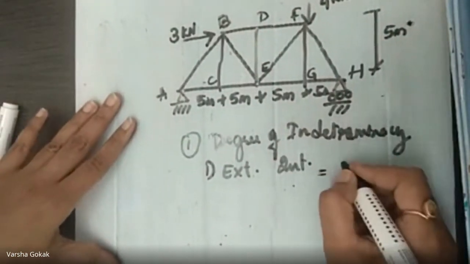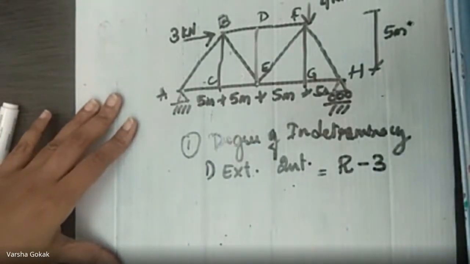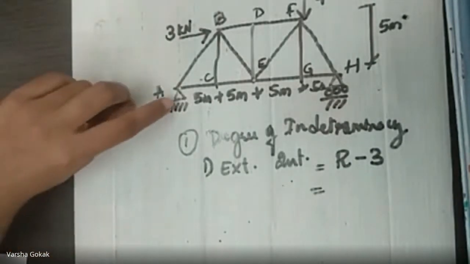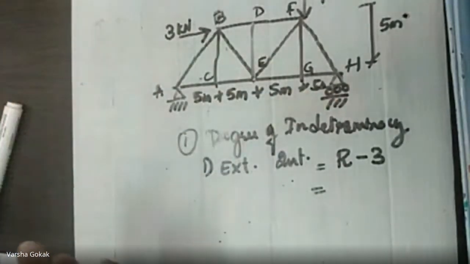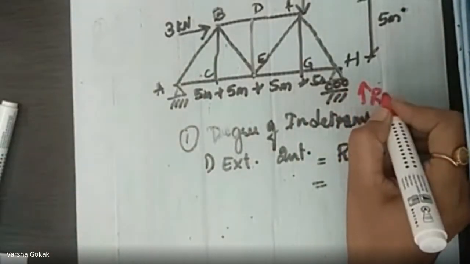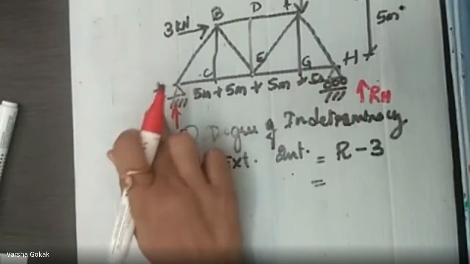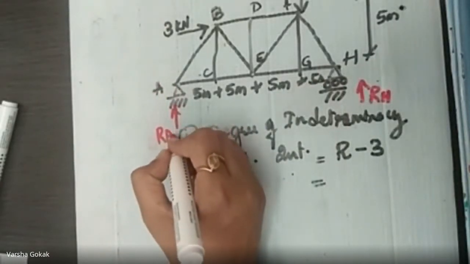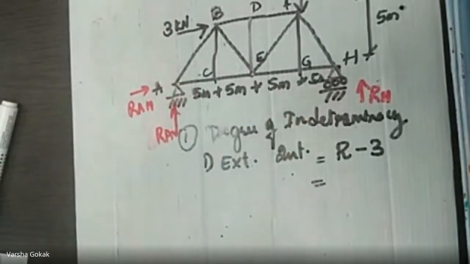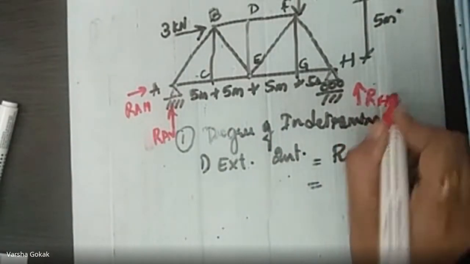It is going to be the total number of reactions minus the number of equations of equilibrium. That is 3 equations of equilibrium. How many reactions we will have here? This is a hinge, this is a roller. So what is the total number of reactions? At a roller, we will have 1, that is RHV, vertical force, upward, and here I will have RAV vertical and RAH horizontal because this is a hinge.